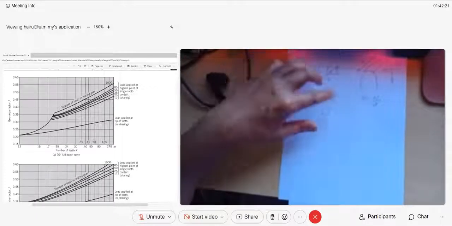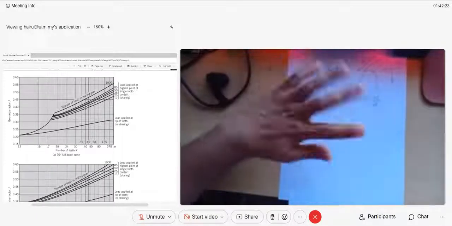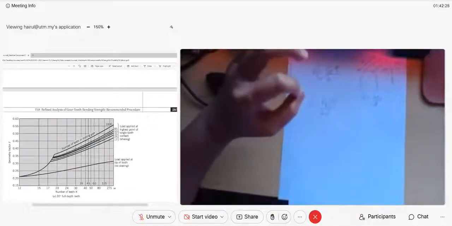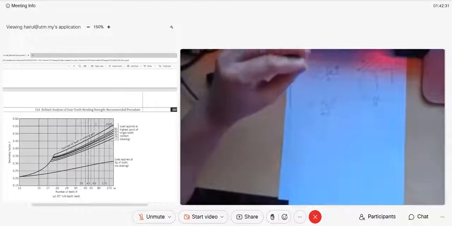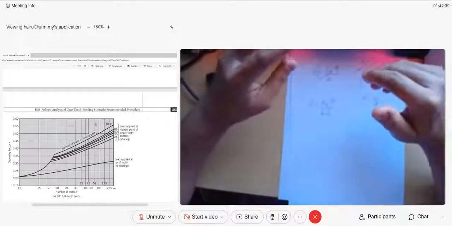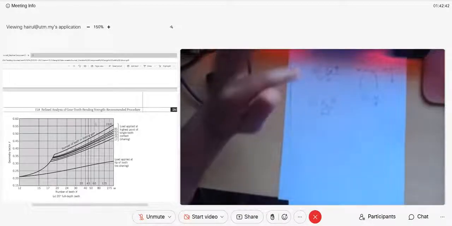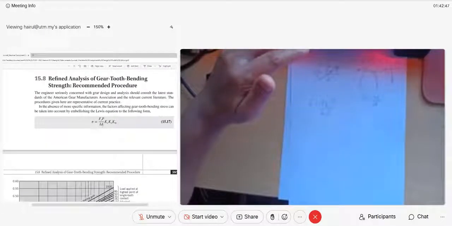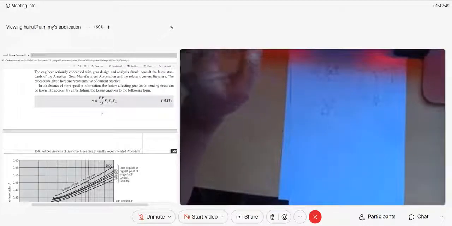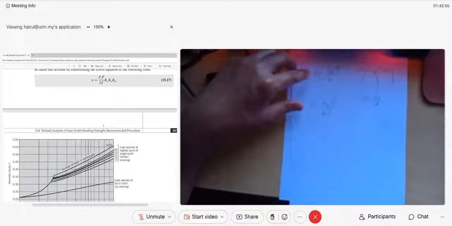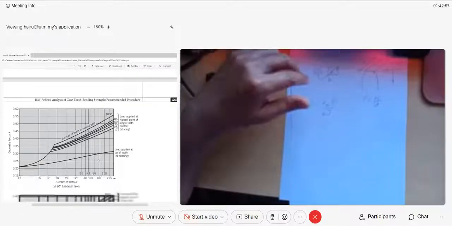Because sigma is Ft times P over b times J. Then we have another factor, Kv, which I will explain later. The J is your spur gear geometry factor. We don't actually use the Lewis form factor; it is just an explanation for you. Previously it was Y, but it was replaced by J because we take into consideration the fatigue stress concentration. I already explained this in my YouTube video, so I won't explain it here. You can look at my YouTube video where I explain why J actually replaces Y. After considering fatigue stress concentration, we got our J.